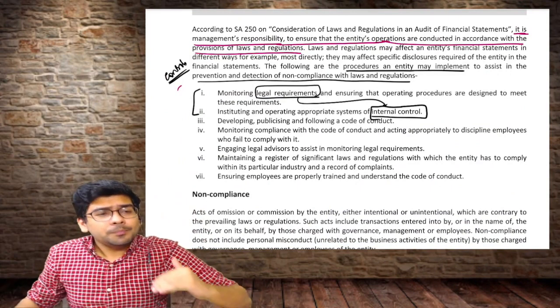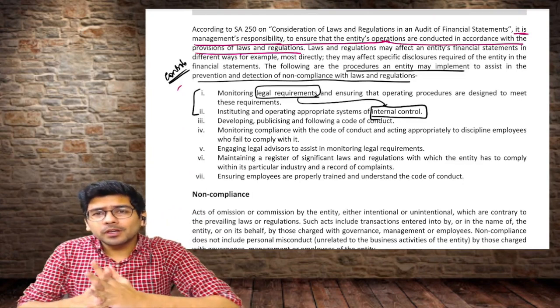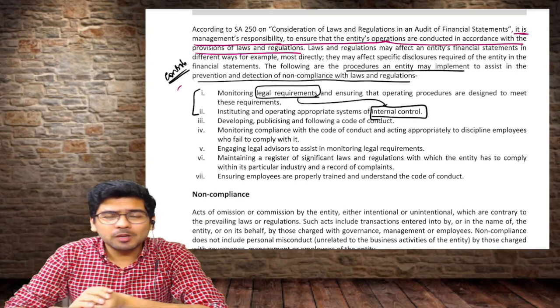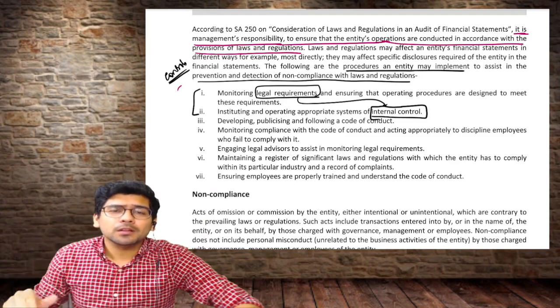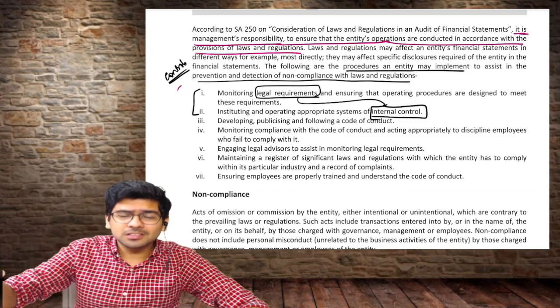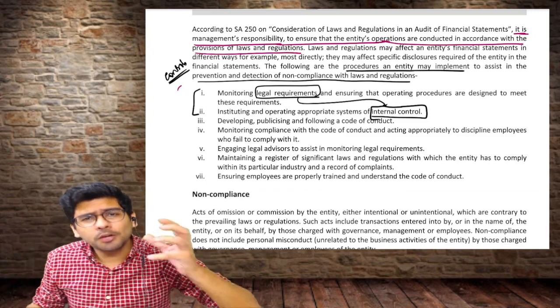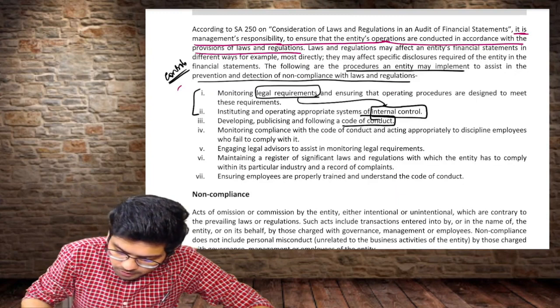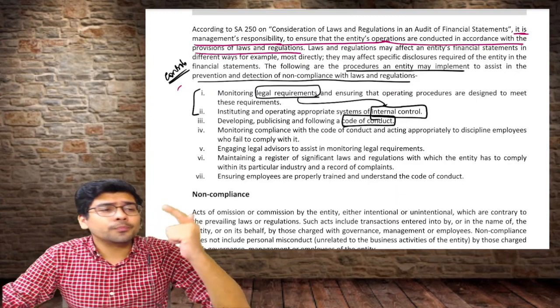Now, the employee should also know that, okay, these are the laws that need to be complied with. Okay, this return has to be filed on a timely basis. Let's say the workers working in the factory should know, okay, these are the laws they need to comply with. They need to be updated, right? So the point here is developing, publicizing, and following a code of conduct. So the company needs to make a code of conduct.